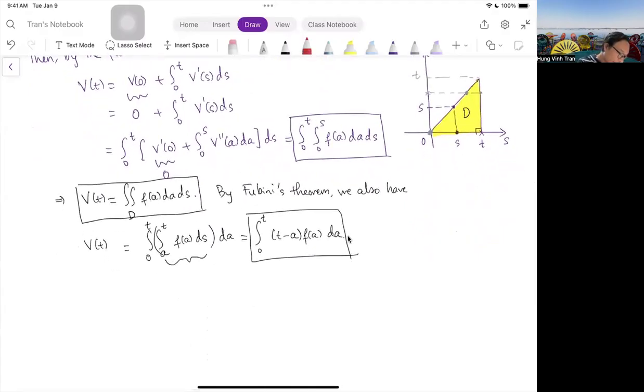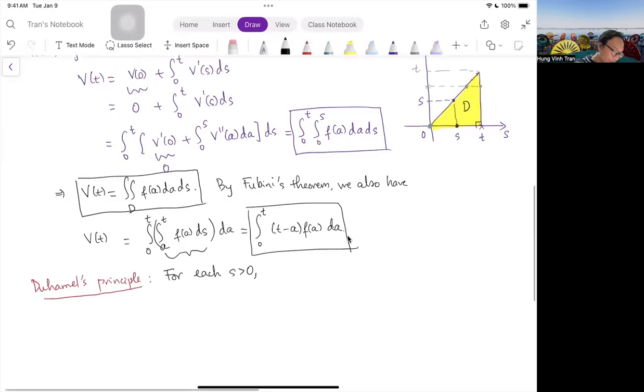So the Duhamel principle here is that naturally, for s greater than 0, I'm going to input f as initial data for V prime, right? Because again, V double prime equals f, so V prime should take into account f for the Duhamel principle.